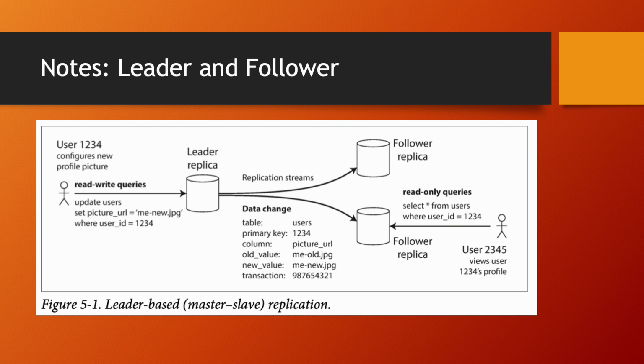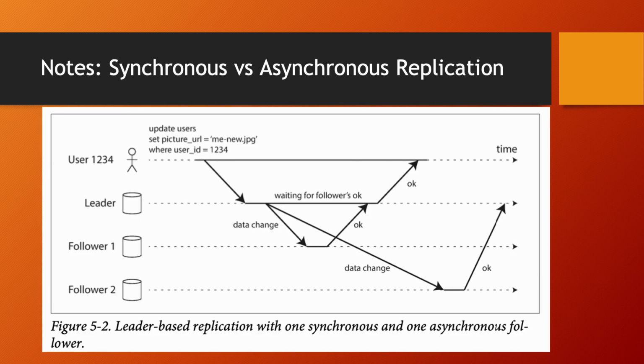There are two followers here, so it sends to both of them. The data change captures the table, which is users in this case, then the primary key, which is 1234, and various other columns. Like one column is picture_URL, old value, new value, and what is the transaction ID. And then user 2345 views user 1234's profile, and it can read from one of the follower replicas.